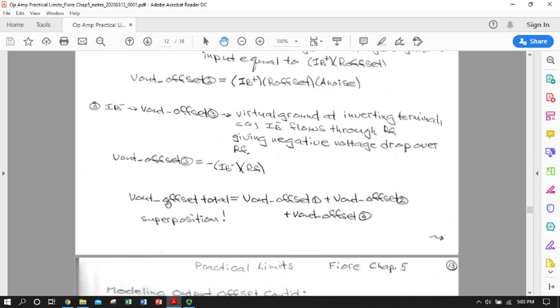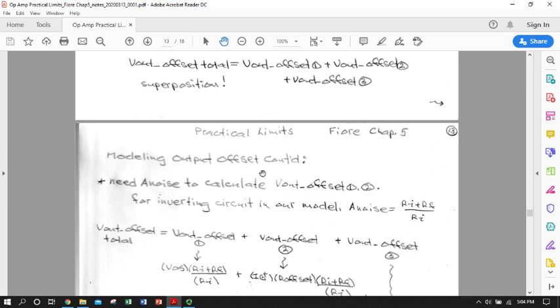So our total output offset voltage error is going to be V offset 1, due to the input VOS, which we can read off our spec sheet. V output offset 2 is due to IB non-inverting times A noise, and IB non-inverting again is off our spec sheet. We've got A noise multiplying here too. And then V out offset 3 is our inverting IB, again from the spec sheet, times our feedback resistor, which we'll know if we set up the circuit.